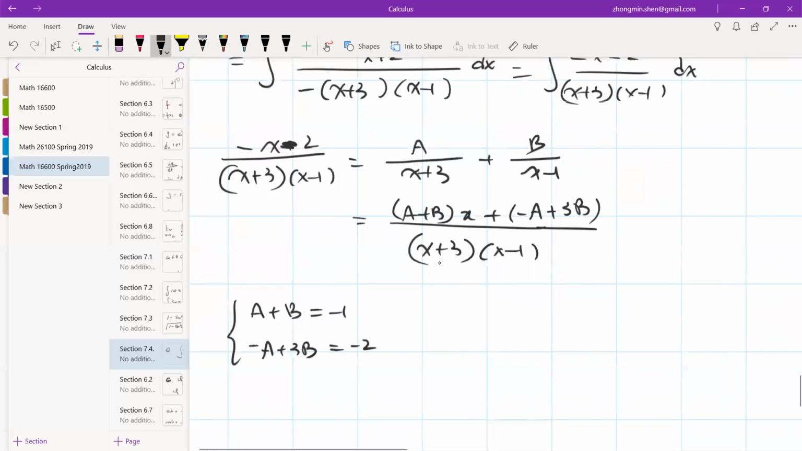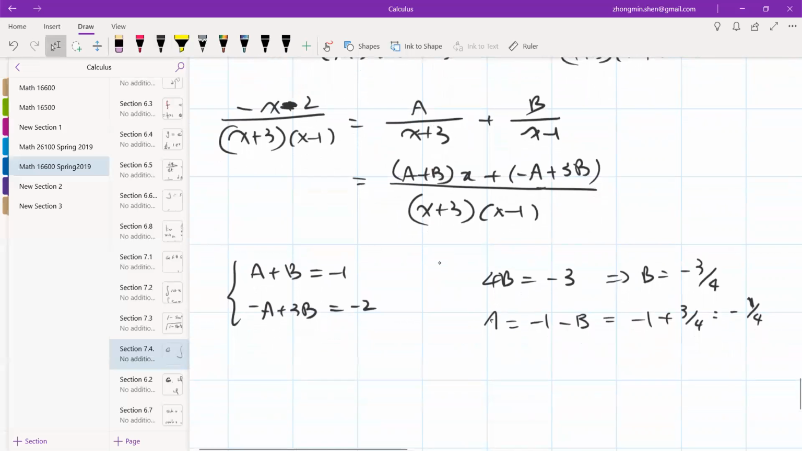But if you want to complete the square in the denominator, it works. Yes, it takes a little bit more time. It's the same. You will get something like u plus some constant over 1 minus u. Right, so let's look at this equation. Add them together: 4b equals negative 3. So this time, b is going to be negative 3 over 4. And a is going to be negative 1 minus b, so negative 1 plus 3 over 4. So it's a quarter. Those two are different constants.